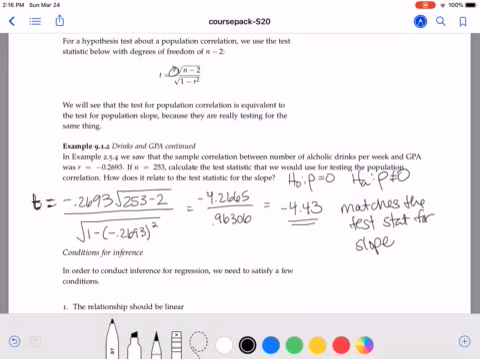When we would go look up our p-value, we would get that same 0.000014, and we would still reject the null and say that we have evidence of some linear relationship between drinks and GPA in the population. So to test for a linear relationship in the population, you can either test for slope or test for correlation. They are equivalent.